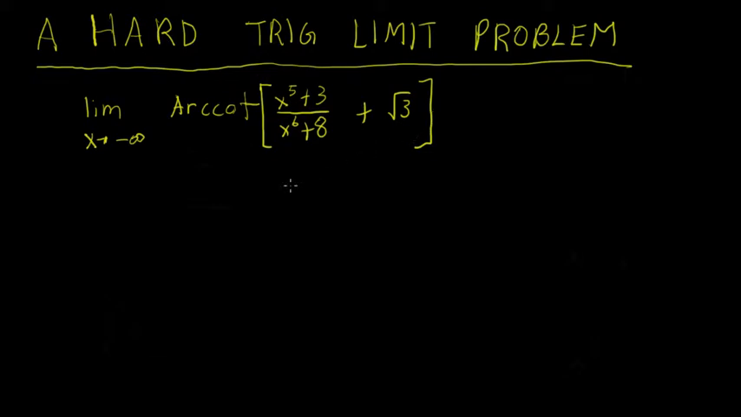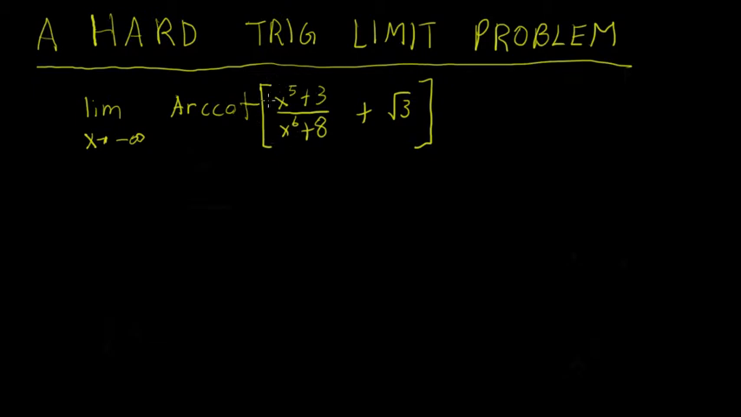As the title of this video suggests, in this video we'll be working a hard trig limit problem. The problem we'll be taking a look at is the limit as x tends to negative infinity of the arc cotangent of (x to the 5th plus 3) over (x to the 6th plus 8), plus the square root of 3. We will be taking the arc cotangent of all of that and finding the limit as x tends to negative infinity. So where do we start?